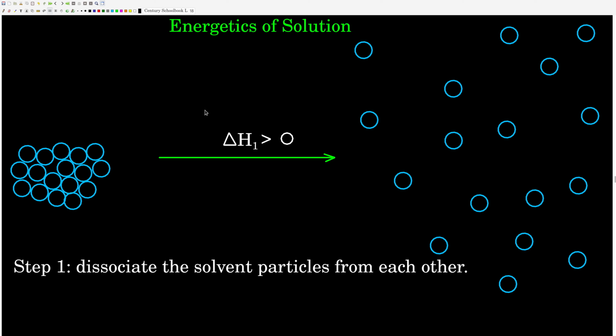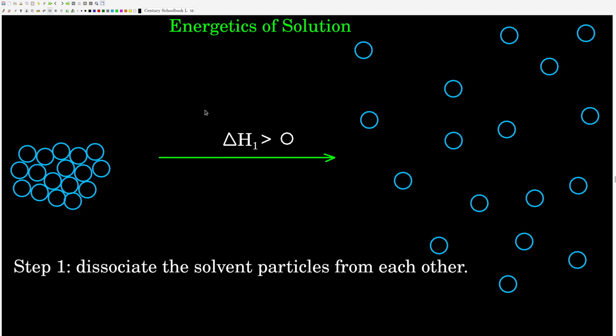And so what we're going to do here is make up an imaginary process. It's really nice because we can find the change in enthalpy for all the steps, which will allow us to calculate the change in enthalpy for the overall process, which will be the same for the real process. So the first step, step 1, is to dissociate the solvent particles from each other. We'll call this change in enthalpy delta H1 for now.